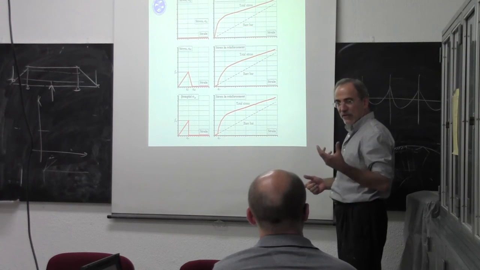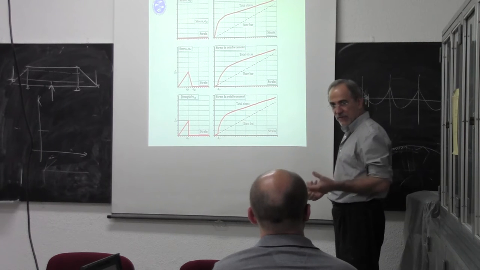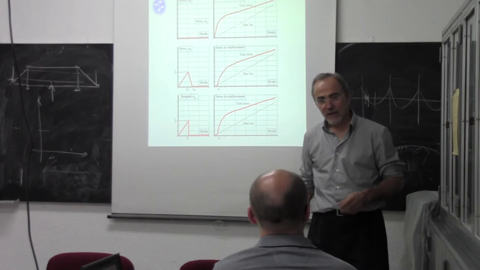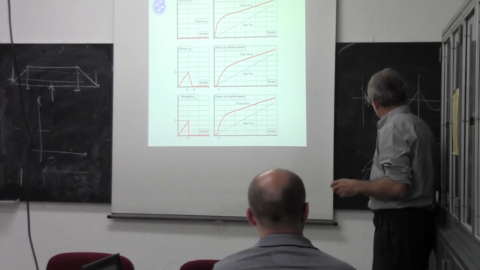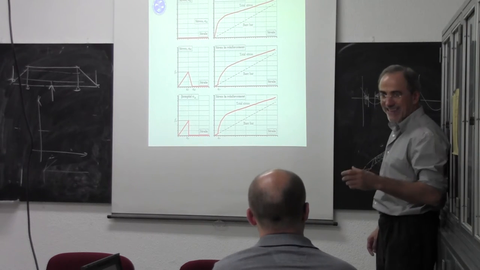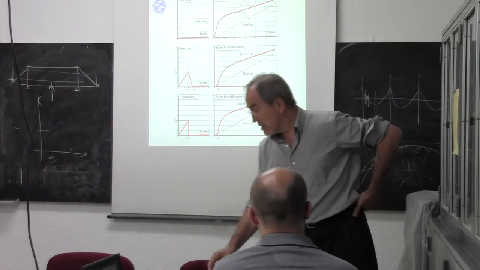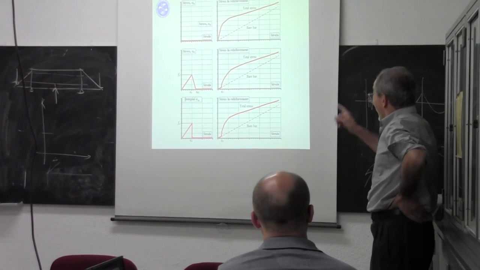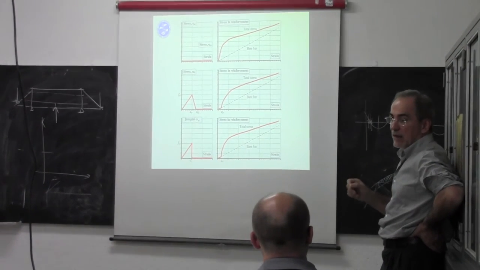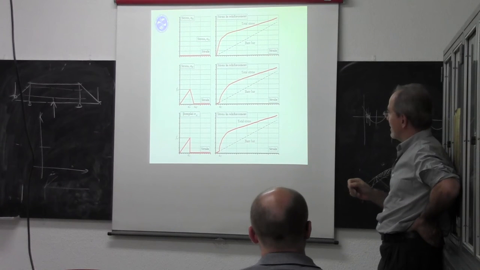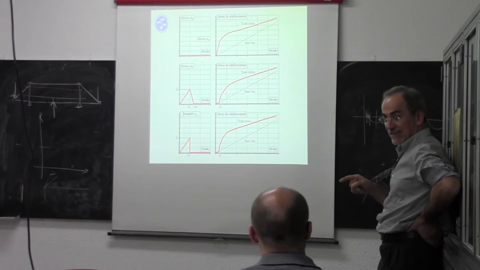So for me, 30% is not a big problem because we are not scientists. We are not trying to represent exactly the reality, and it is good enough. And I would like to understand better the influence of shrinkage for these beams.